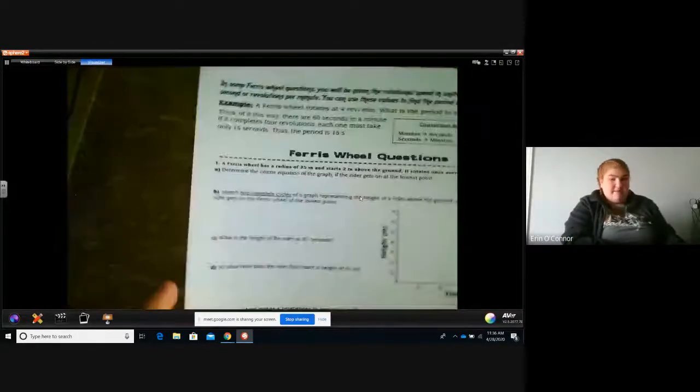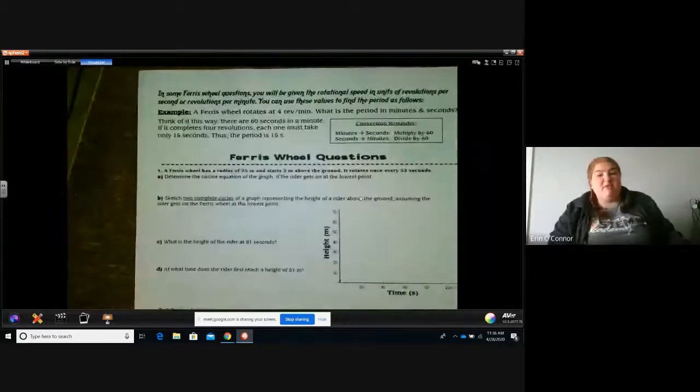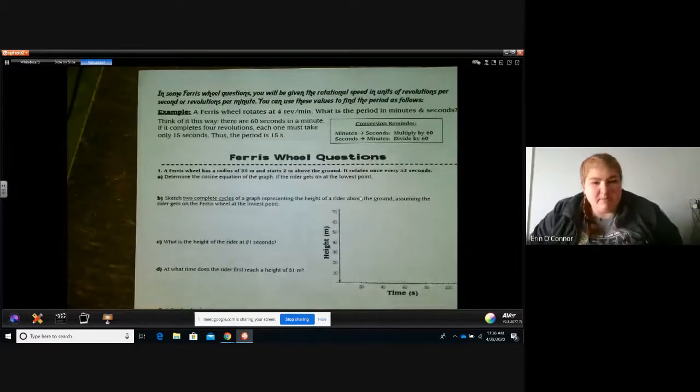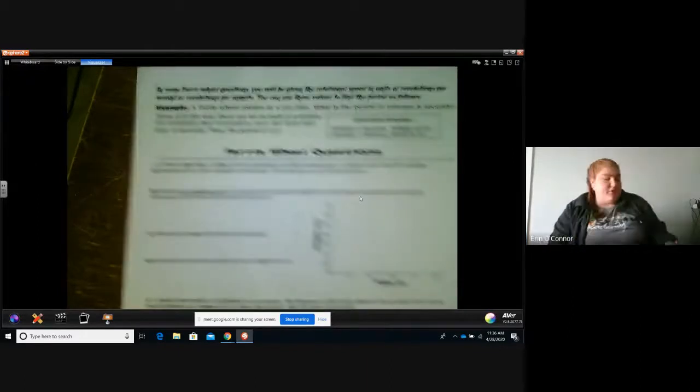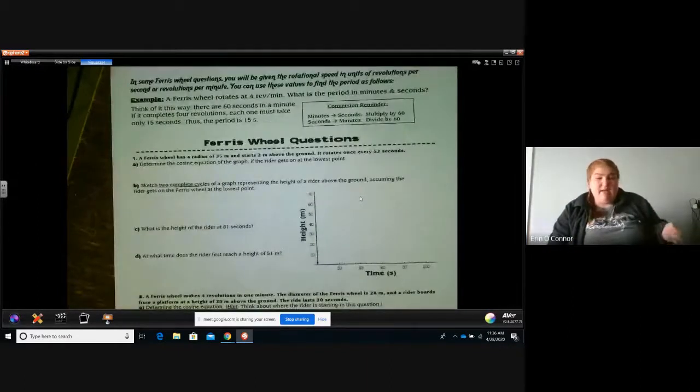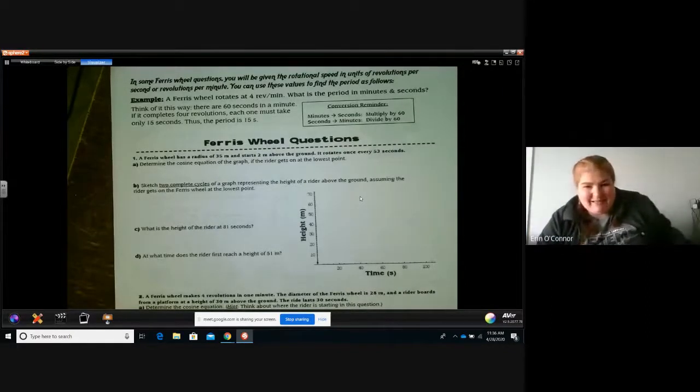Now, in some Ferris wheel questions, you'll be given the rotational speed in units of revolutions per second or revolutions per minute. And then we can find these values to find the period as follows. So a Ferris wheel rotates at 4 revolutions per minute. And we need to know how many seconds it takes. What is the period in minutes and seconds?